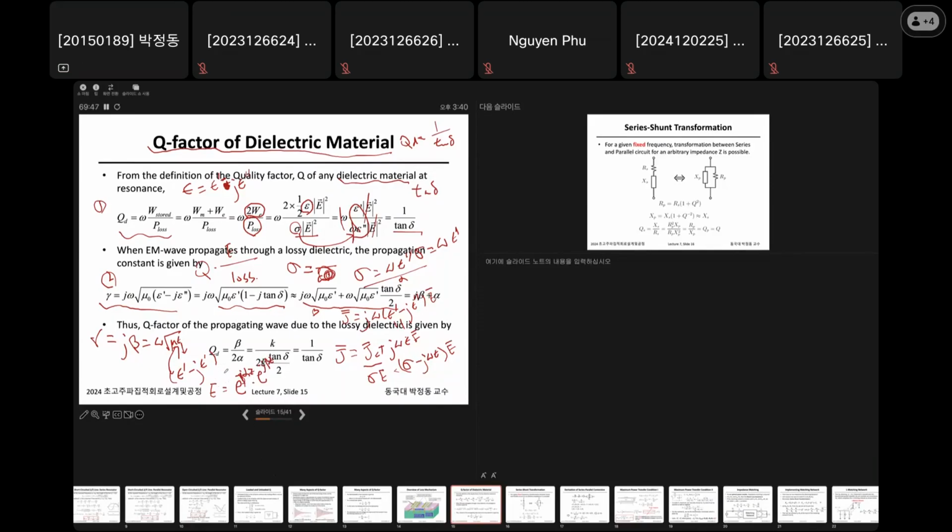So from this observation, from the resonance circuit, QD of the transmission line is beta divided by 2 alpha. So we put this in, then you get this. That's why we can conclude that whatever it is, the quality factor of any dielectric material is just 1 over loss tangent. Make sense?